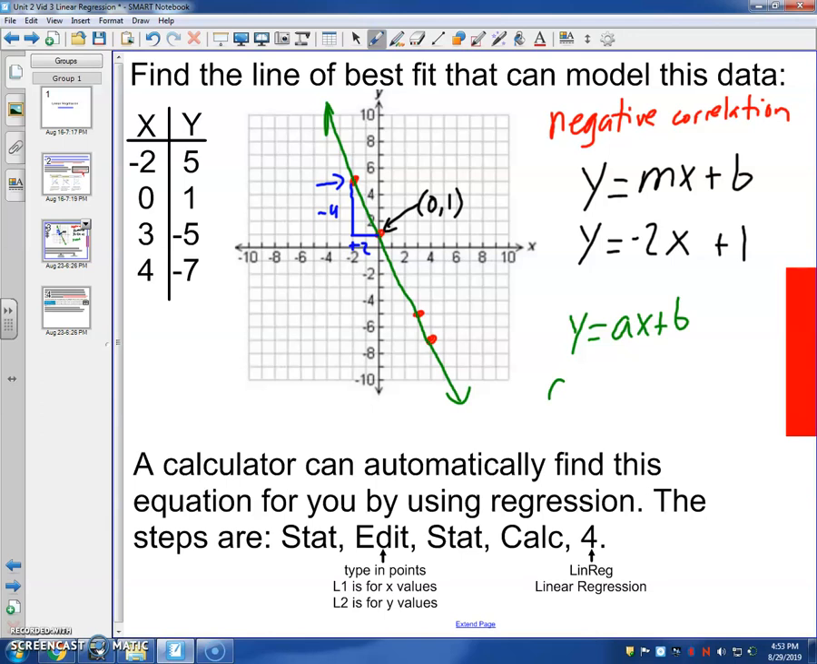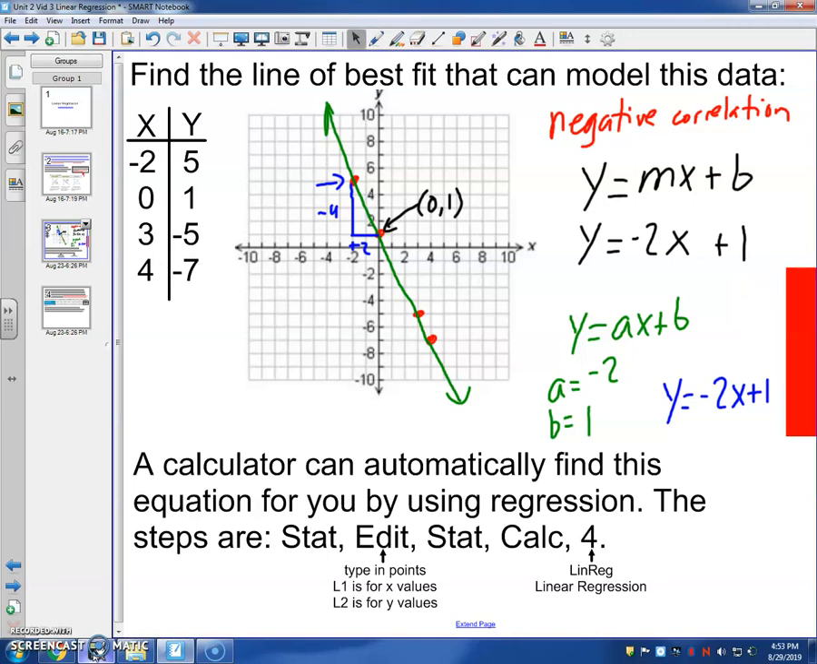But it says a equals negative 2 and b equals 1. So I plug that in to their formula. My final answer equation is y equals negative 2x plus 1. And look, it's the exact same formula I got earlier. Alright, so the calculator can do it for you. Just plug in the points.